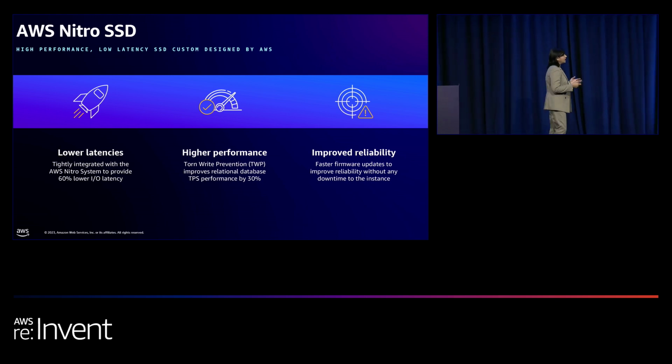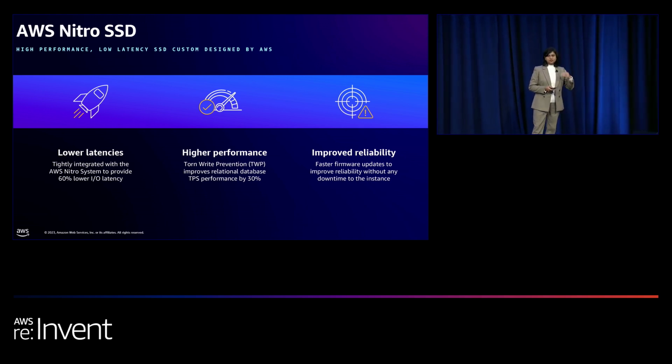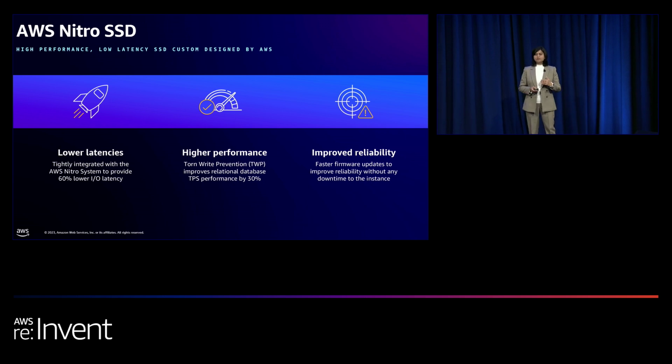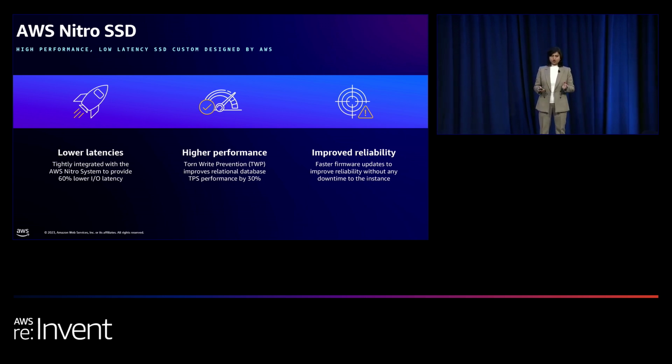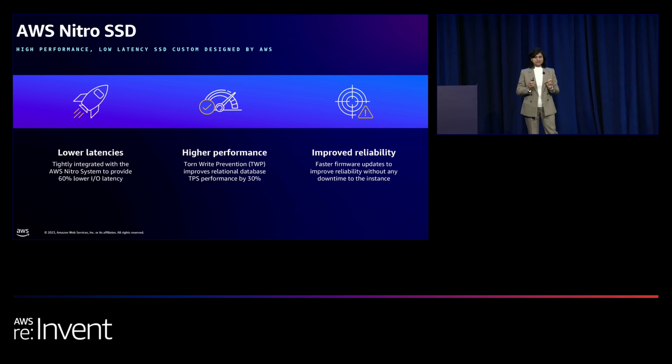And what you see, the Nitro SSDs, because they are designed by us, they are very much controlled and managed by us, we are able to improve your workload performance by reducing the latency by up to 60%, and reducing the tail latency, which we also call the spikes, by up to 75% compared to the previous generation instances.